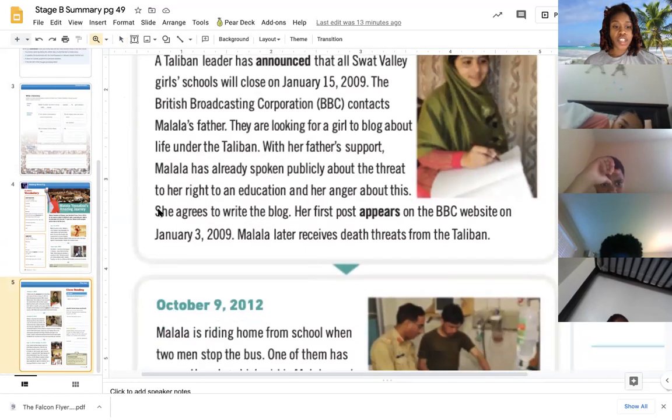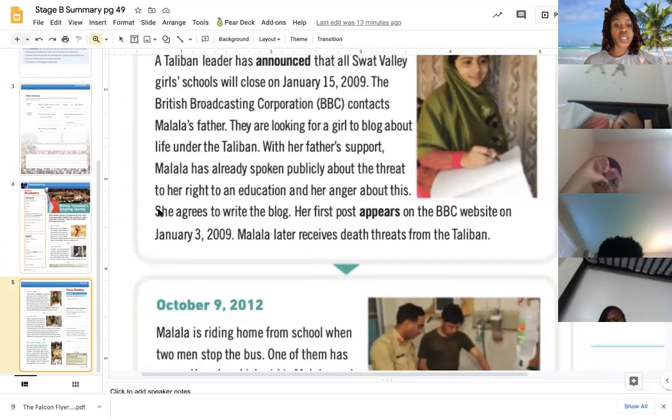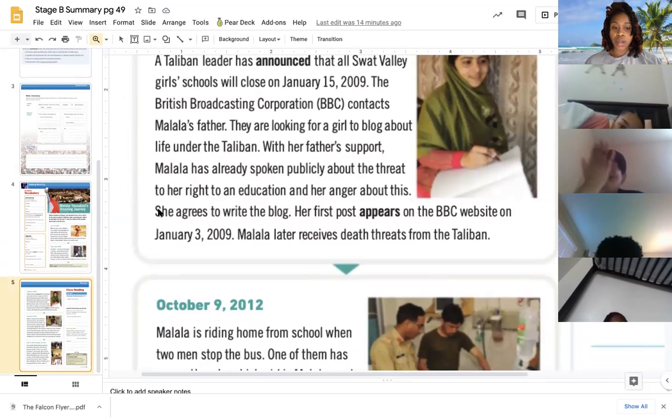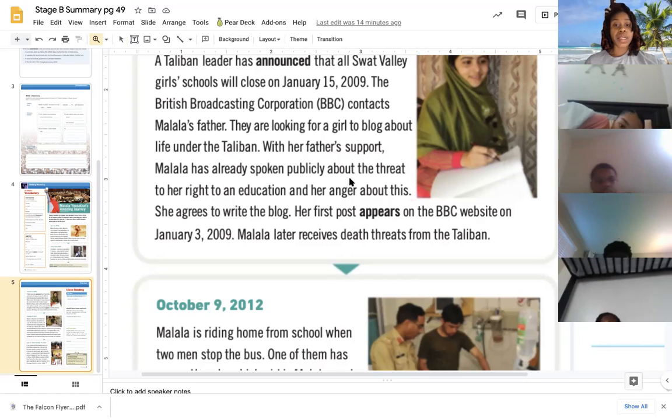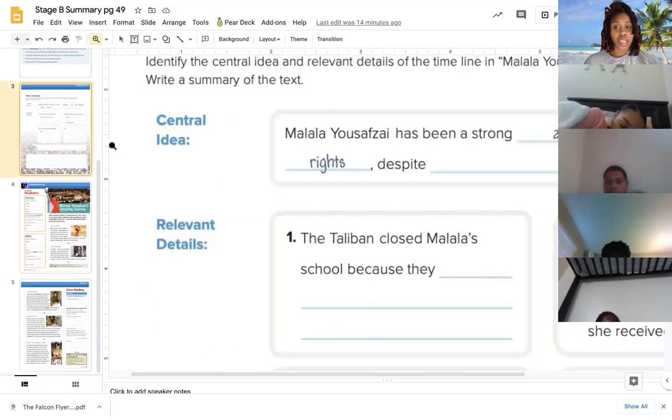What did she start to do? An advocate is a person who speaks up, right? They speak out. You guys know your vocabulary words? It will help if you know the definition of words. She's speaking out. Malala has already spoken publicly about the threat to her right to an education and her anger about this. So what is Malala doing as an advocate?